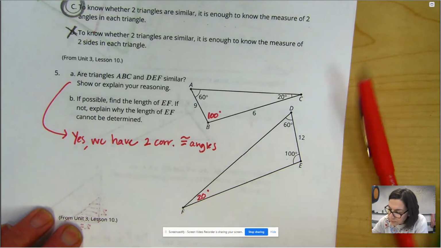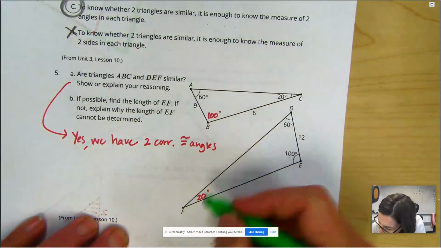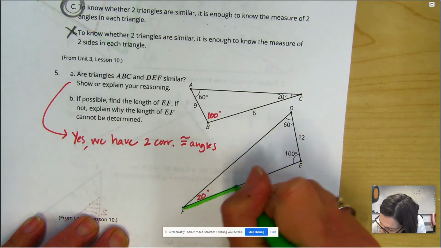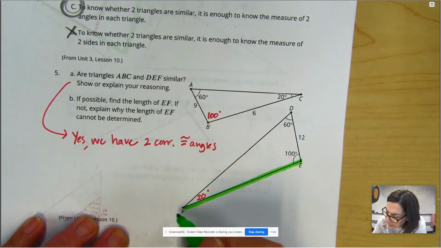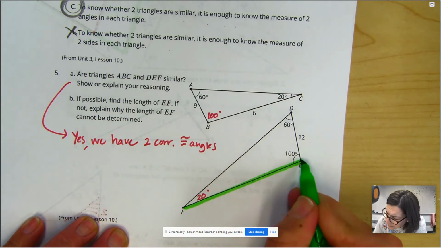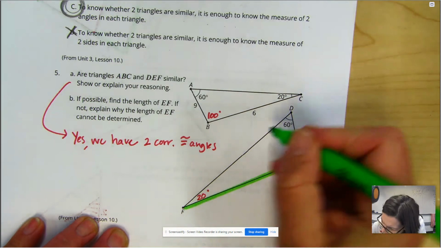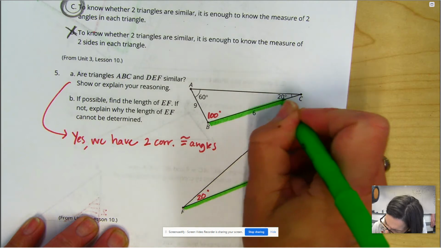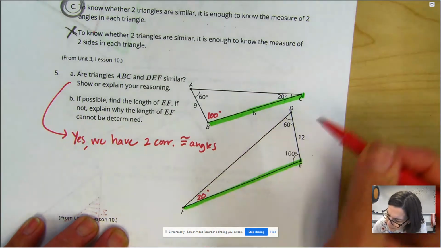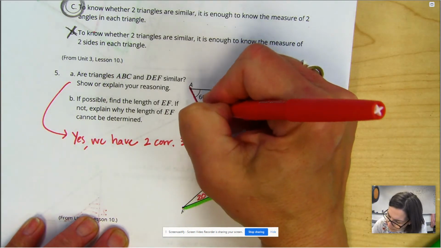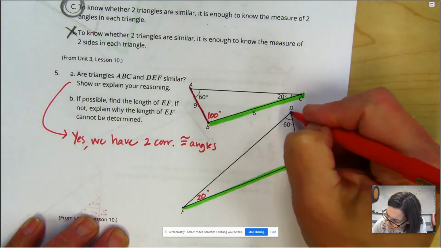Okay, so now is it possible to find EF? Again, we're just using the numbers they gave us here, even though they don't look right. It's not drawn to scale. EF is the longest side. It's the side length that connects the 100 degrees to the 20. So that would correspond with this side here. Okay. And then this one corresponds to this one here.